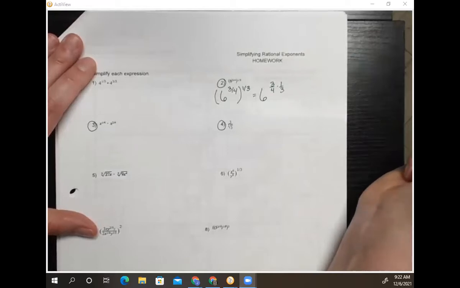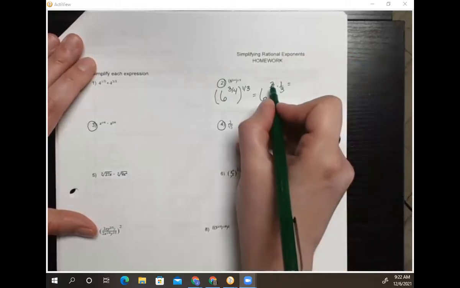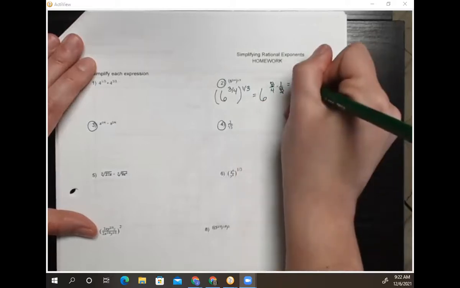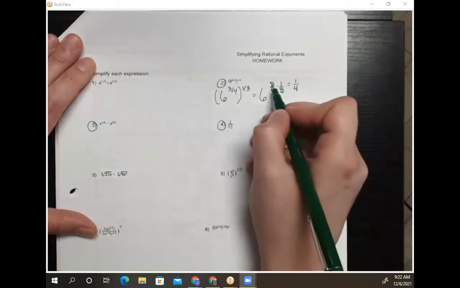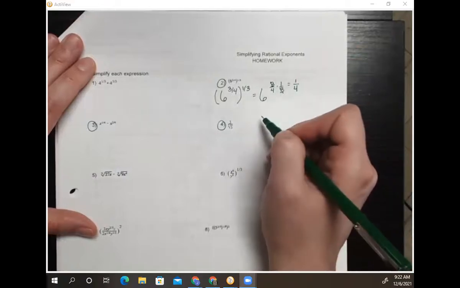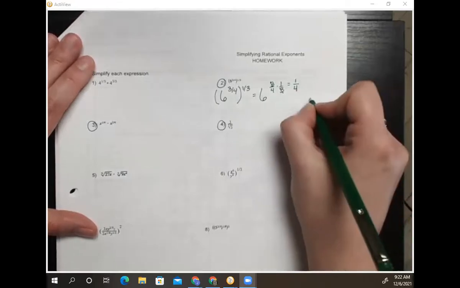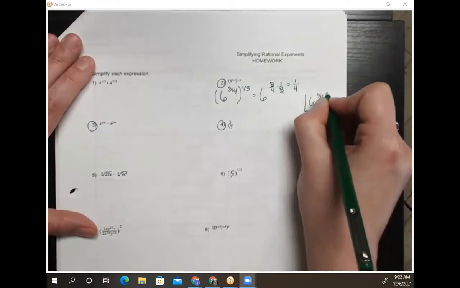I'm multiplying those exponents. Now, when I multiply here, since I have the same factor on top and on bottom, I can reduce those. So I would get 1/4 as my exponent here. You could also, if you didn't see that, multiply the tops, multiply the bottoms, you would get 3/12, which you can then reduce to 1/4. Your final answer either way should be 6 to the 1/4 power.